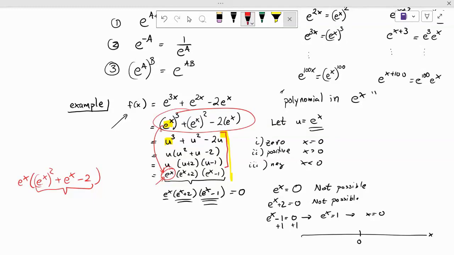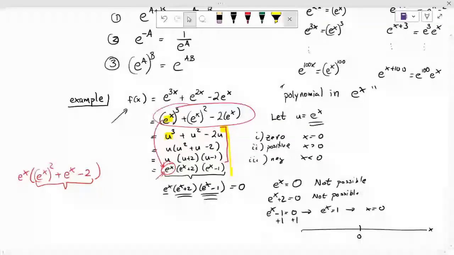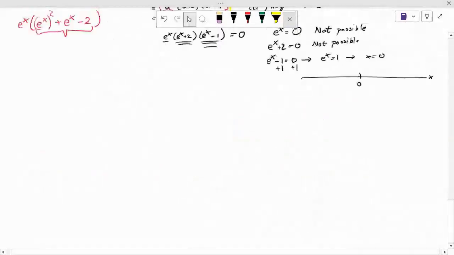Cool. All right, so can anybody guess what we're going to be talking about next? What function? We just talked about the exponential function. Yeah, we're going to talk about the log function. All right.